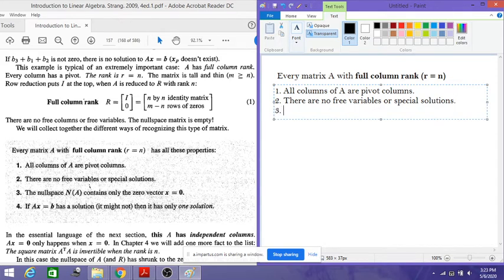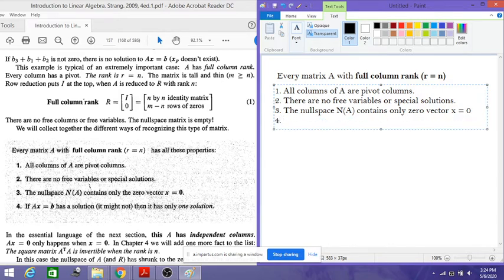No special solutions. Third one, the null space N of A contains only the 0 vector, x equal to 0. So the null space contains a 0. Now what is the value of x1 and x2 in the previous case? The value of x1 and x2 in the previous example is 0. So it means it has the 0 vector.